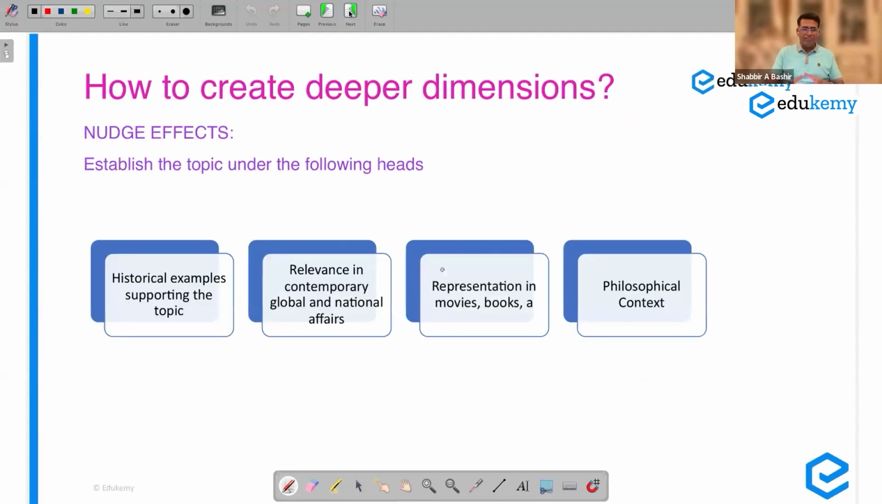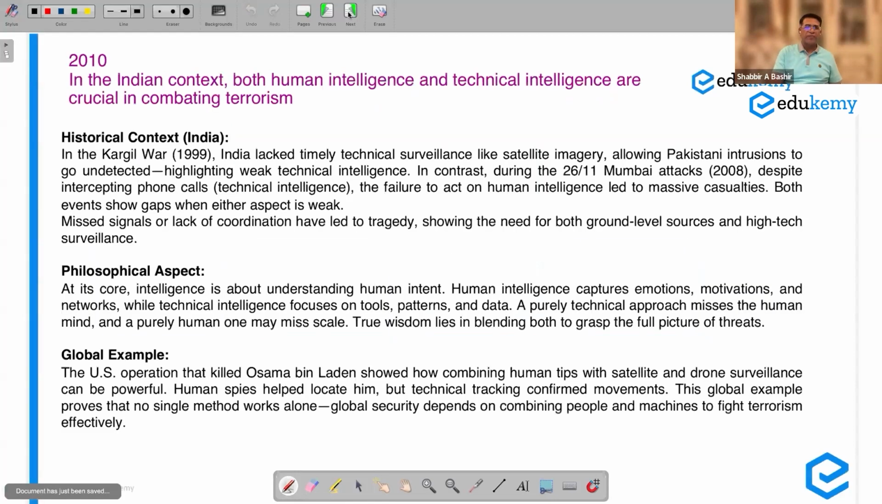So again, re-emphasizing historical examples, and relevant contemporary global and national affairs issues. The evidences can be taken from movies and books. You can refer to a movie where this particular thing was relevant. You can refer to a book where the topic was relevant. And I said, give the philosophical context. Let me demonstrate this for you now.